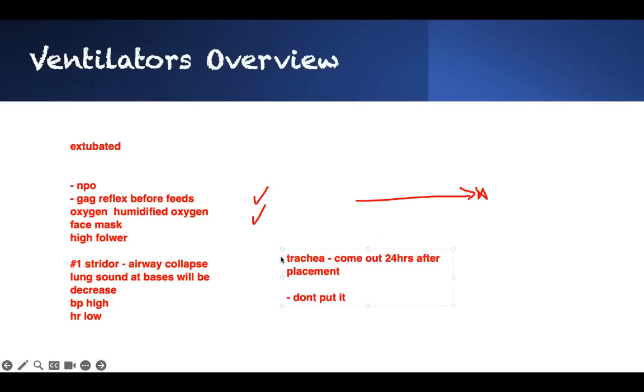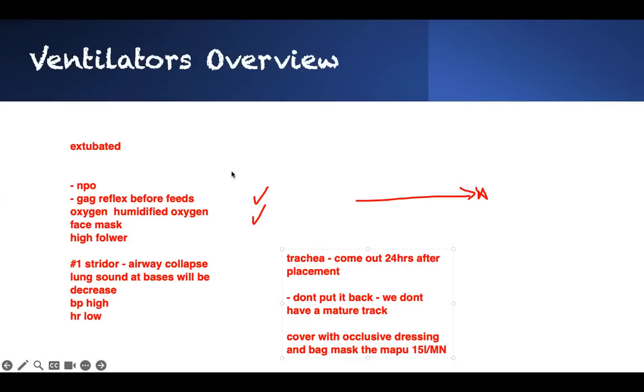Don't put it back. The tract is not matured, so we don't have a mature tract. So what you do is cover the tract with an occlusive dressing. Okay, cover with occlusive dressing and bag mask the patient with an AMBU at 15 liters per minute. And then you call the provider. Notify the provider. Never reinsert it and never call RRT, the respiratory therapist, right away. Cover the trach site and bag the patient while somebody is calling.